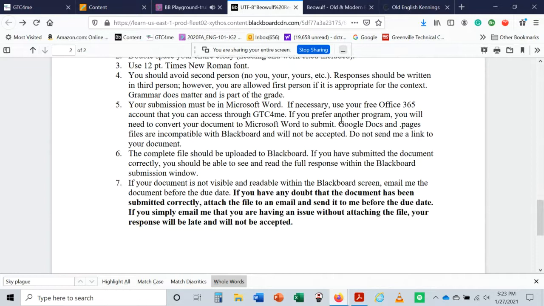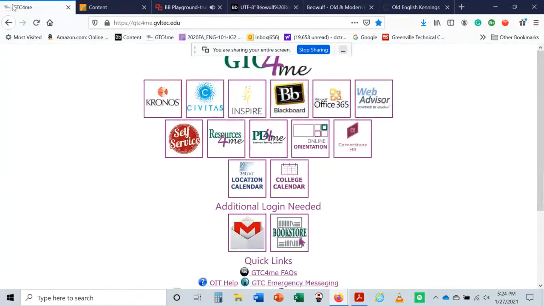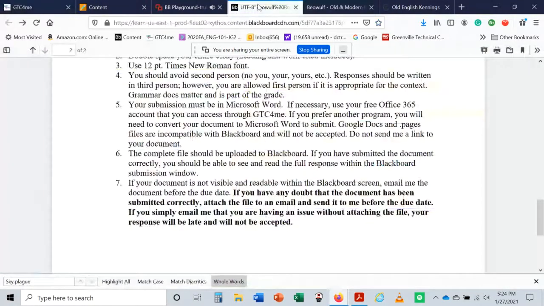Your submission must be in Microsoft Word. You have a free Office 365 account that you can access through GTC for me. If you log in to GTC for me, you see the screen, and Office 365 is right next to Blackboard. If you click that, you can access your account. Otherwise, if you're using Google Docs or Pages, those are not compatible with Blackboard. You have to convert them to Microsoft Word, and you can do a Google search and easily find out how to convert it. It's not hard.